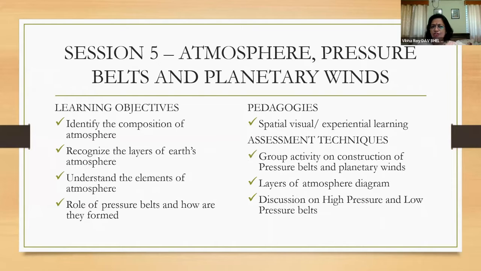And my last session, 5th session, will be on atmosphere, pressure belts, and planetary winds. Atmosphere, of course, is, I think, class 7. These topics are covered. And composition of atmosphere, layers of the earth, this is simple. But where I feel sometimes that we need pressure belts and planetary winds, they are part of class 7. But when I teach in 9, I realize the concept is not clear.